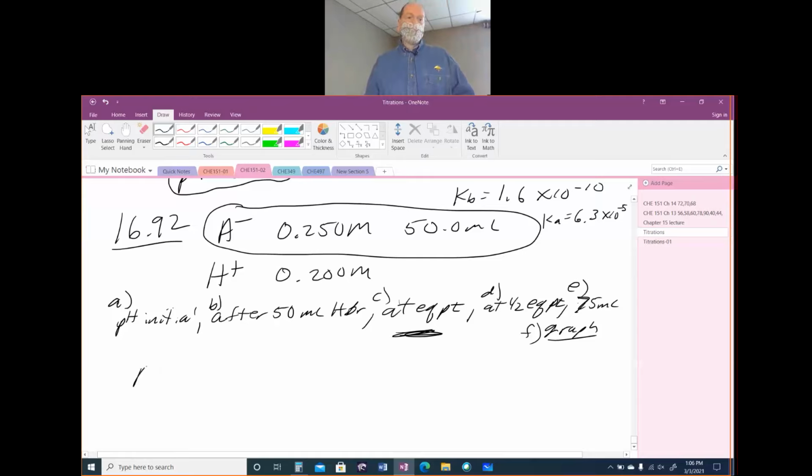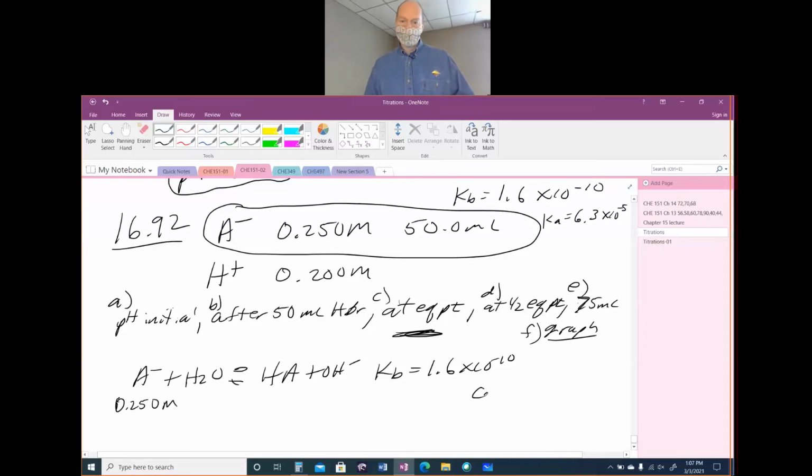All right, so we just have A minus. So A minus plus H2O goes to HA plus OH minus. Again, you have your three reactions. When you only have A minus, you've got to write the Kb. And that is given as 1.6 times 10 to the minus 10. And the initial concentration is 0.250. All right, you might just want to say here that Cb, initial concentration of the base, divided by Kb, is greater than 1,000.